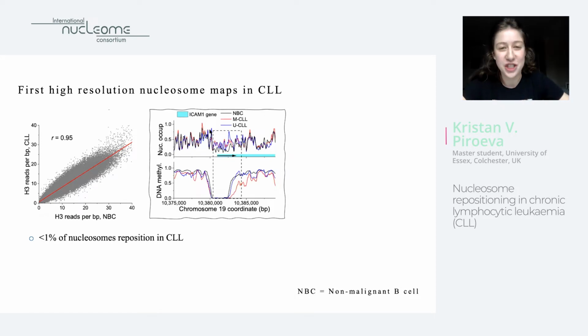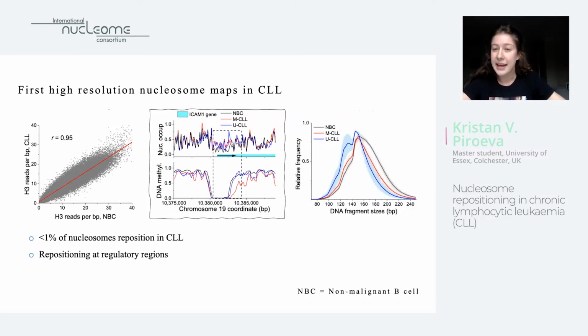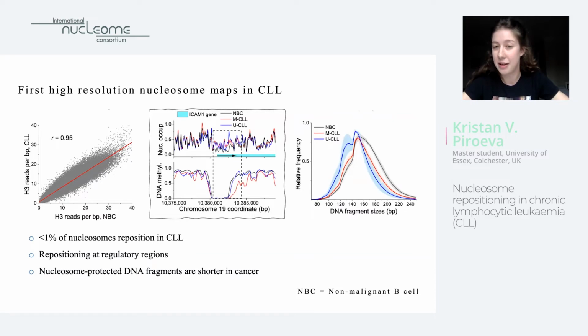So this is the ICAM1 gene region. The blue box represents the gene body. On the top, we have the average nucleosome occupancy profile. On the bottom, we have the average DNA methylation profiles. And if you look, we can see that there's differential nucleosome occupancy between CLL and non-malignant B cells. In addition, we also observe that the nucleosomal DNA fragments are shorter in CLL patients. To disregard this difference in the nucleosome sizes, we decided to consider only fragments of size from 120 to 180 base pairs in length, which we used throughout the whole project.